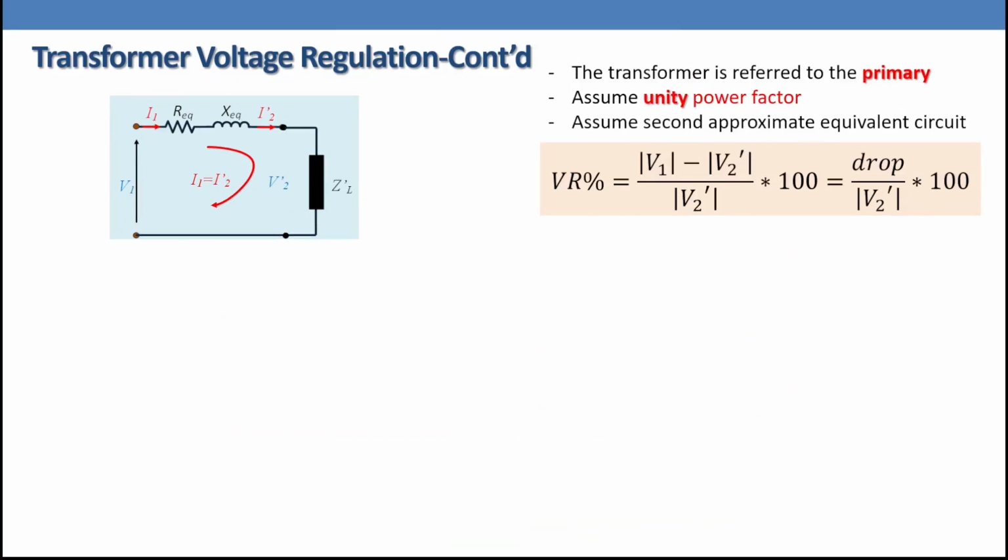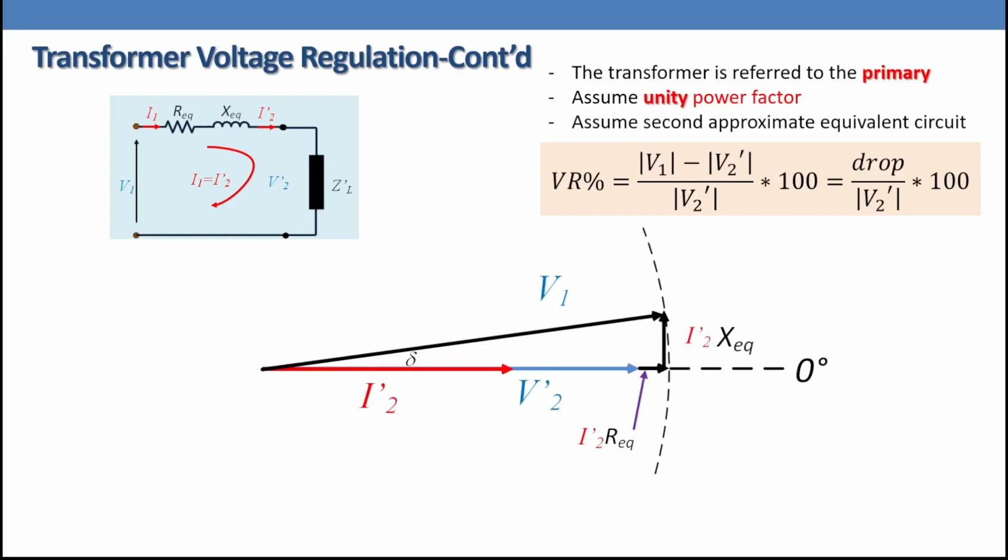Let's look at the problem if we have a unity power factor. Still the circuit is referred to the primary and we have the second approximate equivalent circuit. The voltage regulation equals the drop over V2 dash. So how to calculate the drop in the case of unity power factor? We know that in the case of unity power factor, I2 dash and V2 dash are in phase. So when the current I2 dash goes through R equivalent, it gives a voltage in phase with the current, and for I2 dash X equivalent, the current lags by 90 degrees. Look here, I2 dash R equivalent and I2 dash X equivalent. We're going to move that one to the other side and add it to V2 dash. We're going to have V1.